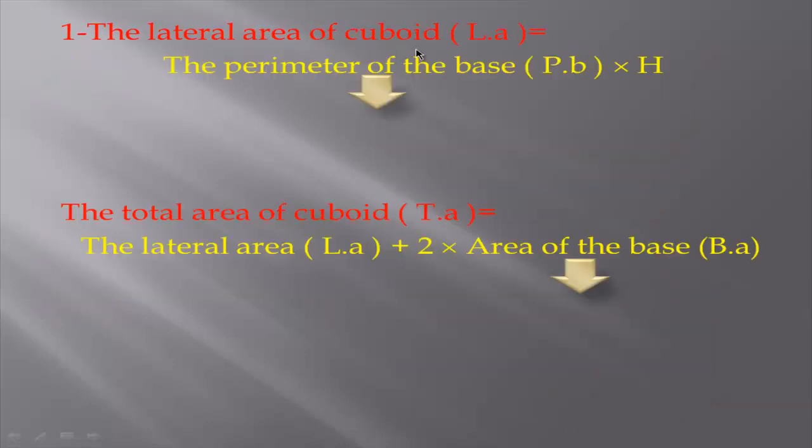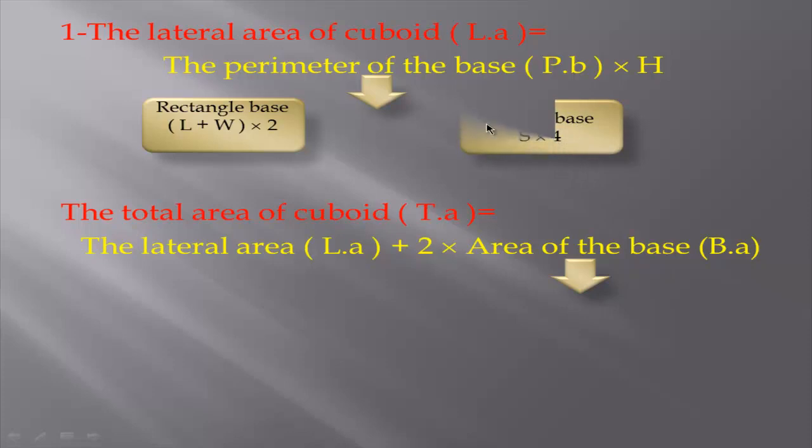Now, we will study the rule that tells us that the lateral area of the cuboid, denoted by the symbol LA, equals the perimeter of the base times the height. But here we have 2 kinds of bases. The first one is the rectangle base. When we have a rectangle base, the perimeter will be (length plus width) times 2. The other kind will be a square base. The perimeter of the square base will be side times 4.